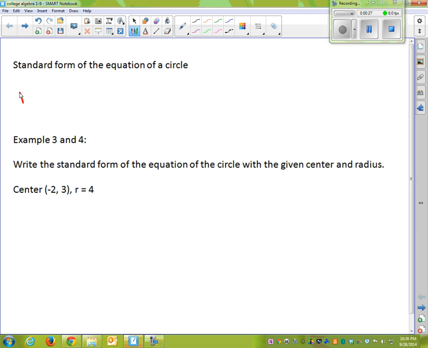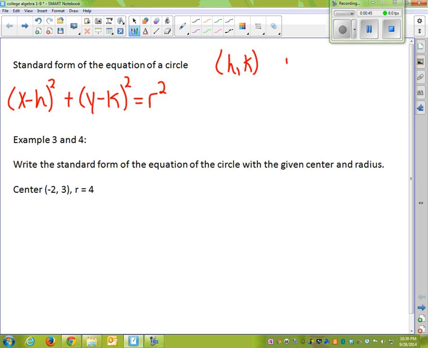It is (x minus h) squared plus (y minus k) squared equals r squared, where (h, k) is an ordered pair that represents the center of our circle, and r represents the radius.